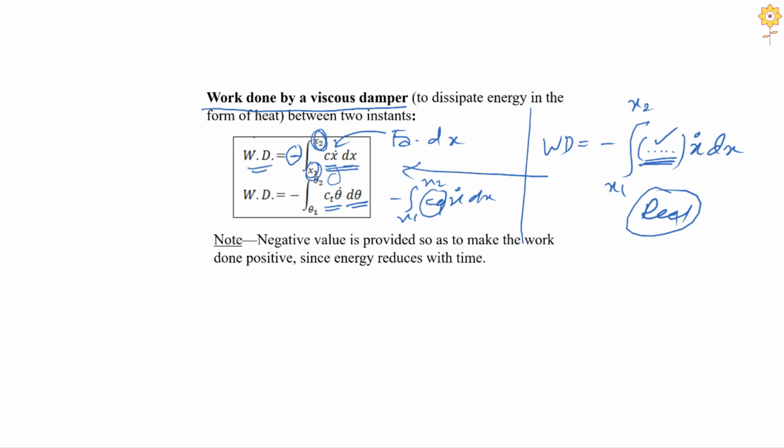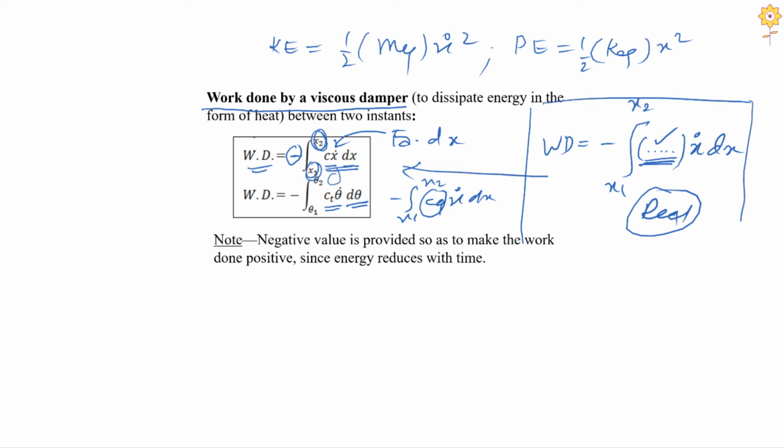Okay. So when you use the equivalent system method for solving numericals for mechanical systems, what you need to do is initially write what is the kinetic energy. You write something of this form, half into something of x dot squared, where this something is equal to m equivalent. Then you find out what is PE, potential energy, and it was written something like half into something of x squared, and this something was nothing but K equivalent. And finally you write the work done by the damper in dissipating the heat between two instants. That is written something like this: minus integral x1 to x2 of C equivalent into x dot dx. Okay.